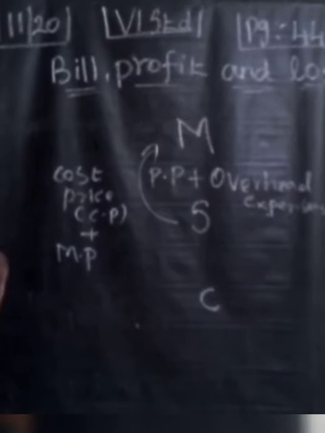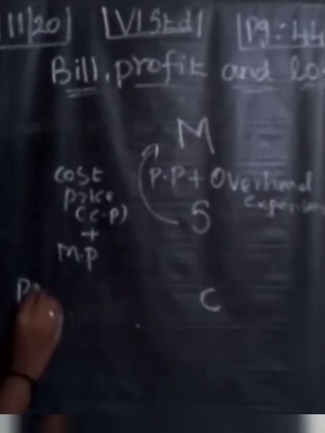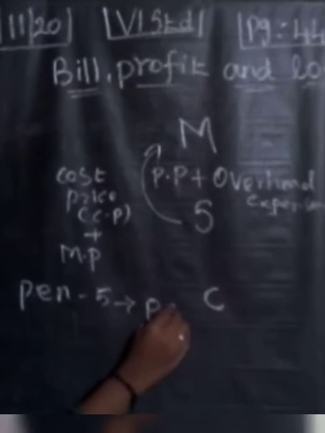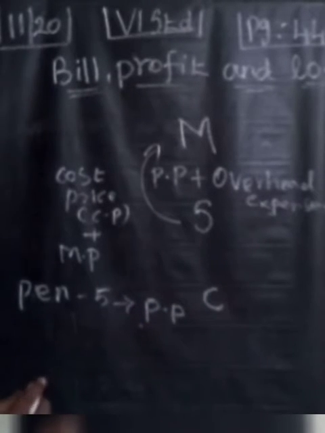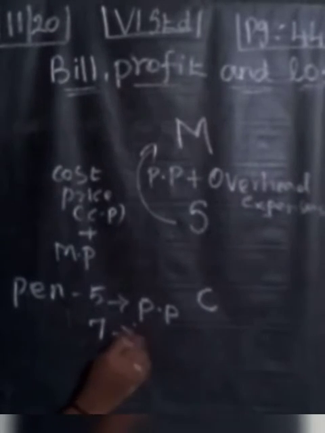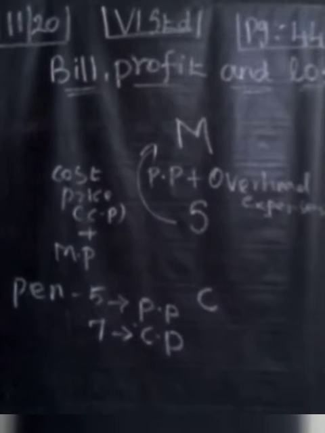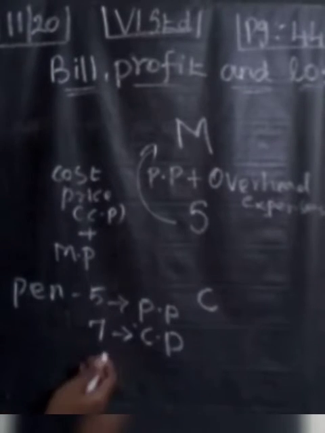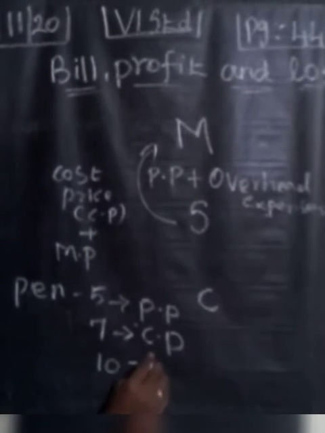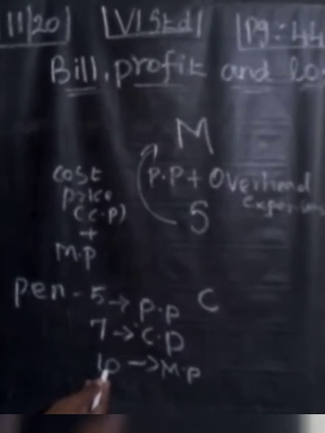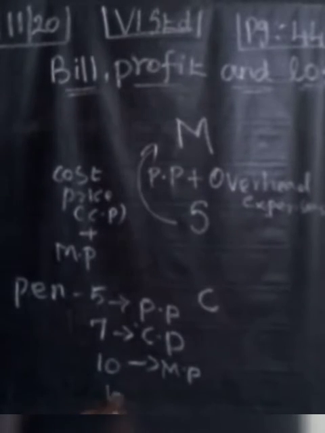Here, for example, we are taking one pen. The cost of the pen is 5 rupees. This price is called the purchase price. Along with the transportation, the shopkeeper spends 7 rupees. It is called the cost price. In order to get the profit, the shopkeeper increases the price to 10 rupees. It is called the marked price. The customer buys the product for rupees 10, so the 10 rupees is called the selling price.